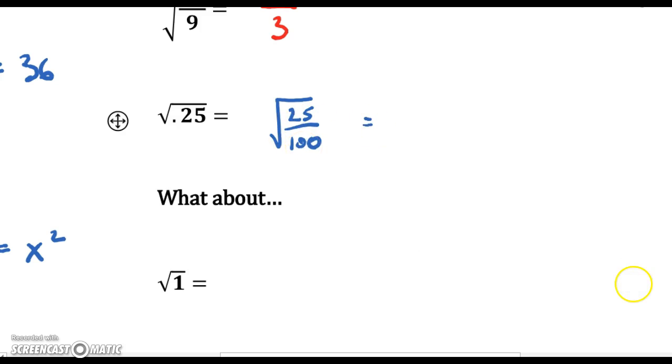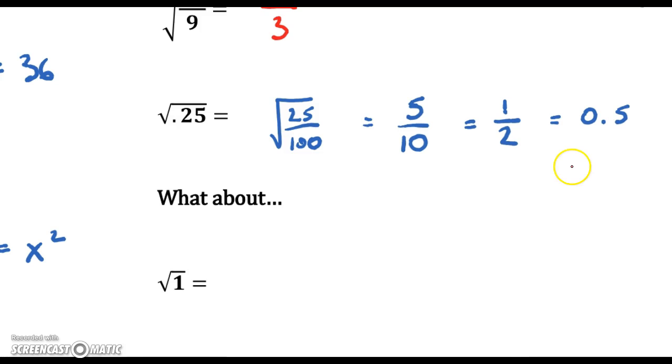Now I can go, the square root of 25 is 5. The square root of 100 is 10. And that simplifies to 1 over 2. Now, if I wanted to convert that back to a decimal, that would be 0.5. And again, I can check that by squaring 0.5, and I would get 0.25 if you worked out that multiplication. And that is indeed what was under the square root sign there.